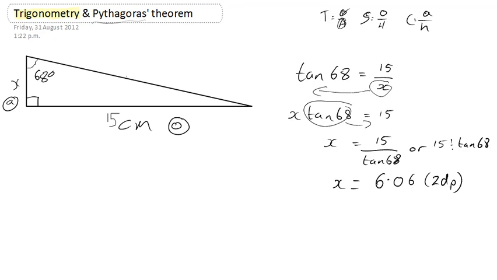So that's the second of the trig videos. Hope you begin to see how all these different rules are interchangeable and how you can use them to solve problems.